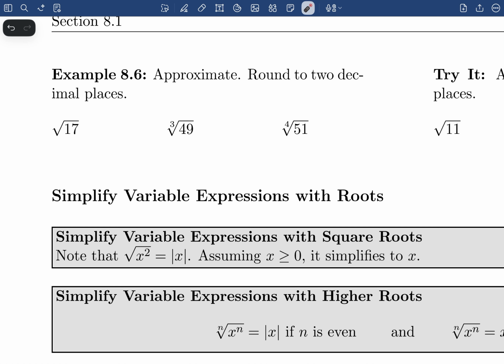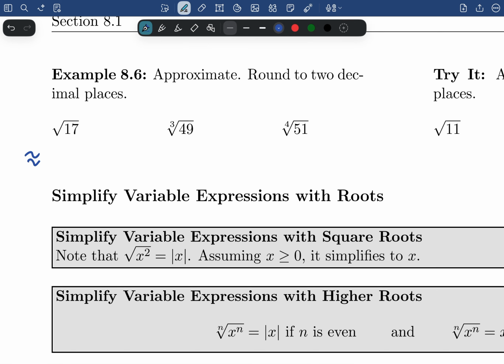When you're asked to approximate a radical, that's when you can get out your calculator. This is the first moment today where we're getting out a calculator. So the square root of 17: 17 is not a perfect square, but 16 is and 25 is. The square root of 16 is 4 and the square root of 25 is 5. So I know that this is a value between 4 and 5, but I'm actually going to get out my calculator and figure out what it is rounded to 2 decimal places.